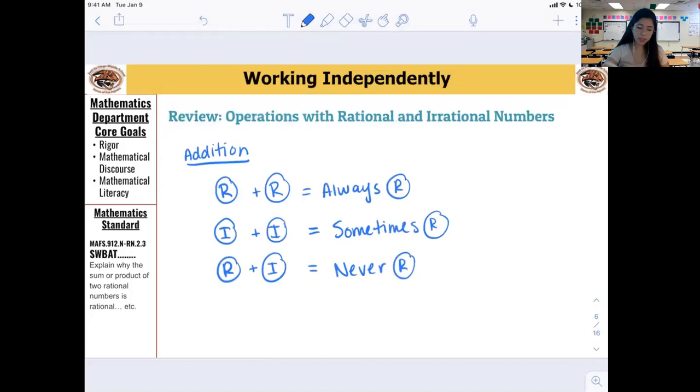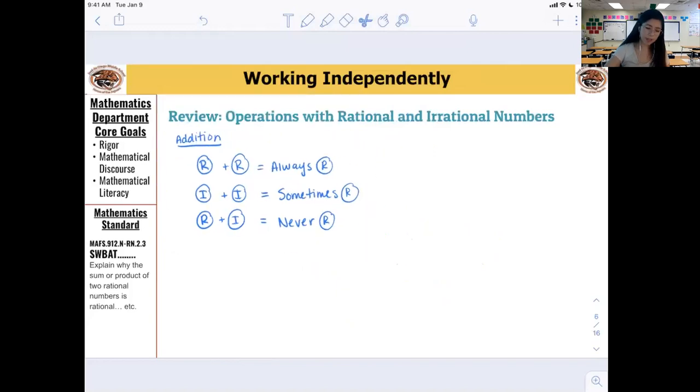So that's addition. Is it any different with multiplication? No, it's the same exact pattern with multiplication. The only difference is that, let me just write it down.